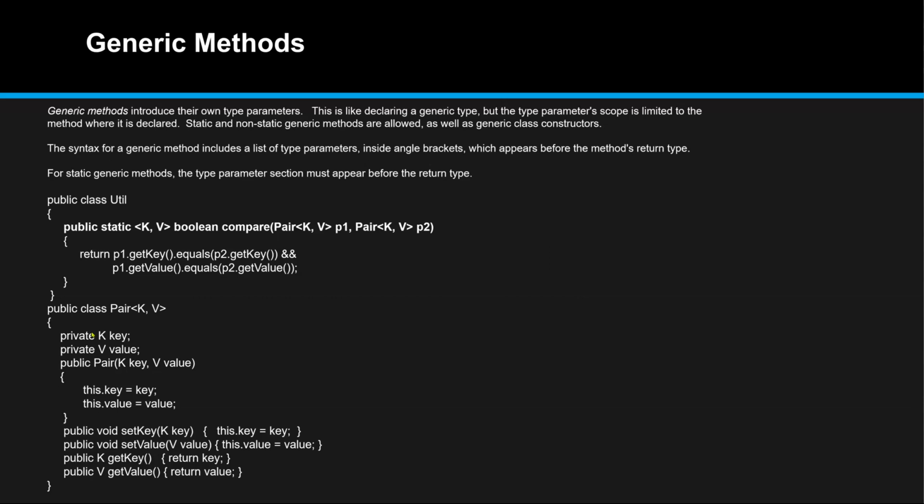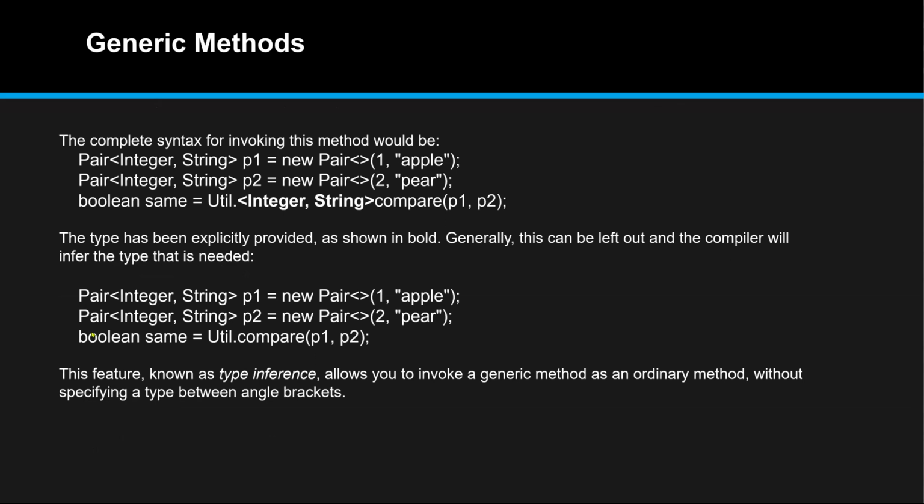We can also have a class Pair<K, V>, which has its own methods. But Util uses the Pair class. So how do we invoke this method? Create a new Pair, and then say Util.<Integer, String>compare(p1, p2). The type has been explicitly provided in bold. Generally, this can be left out, and the compiler would infer the type.